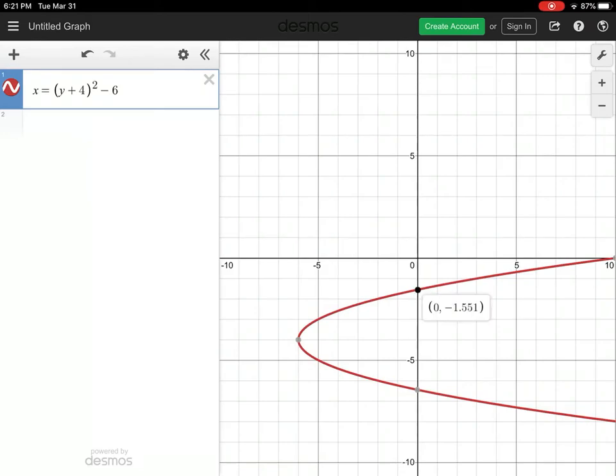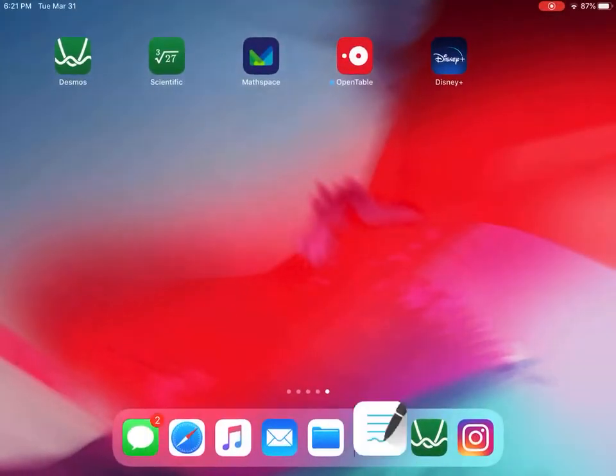All right, remember you can click on some of these if you want to know some of the points. There's your vertex, negative 6, negative 4. Here we go.